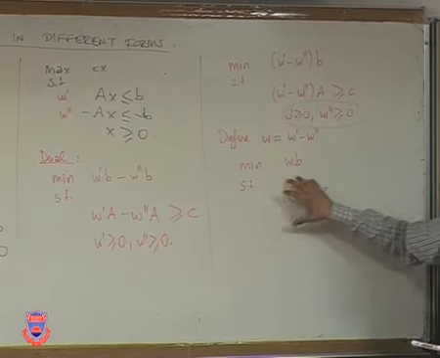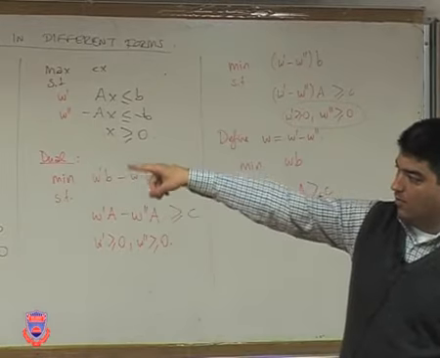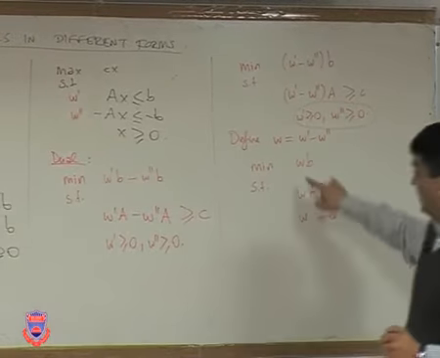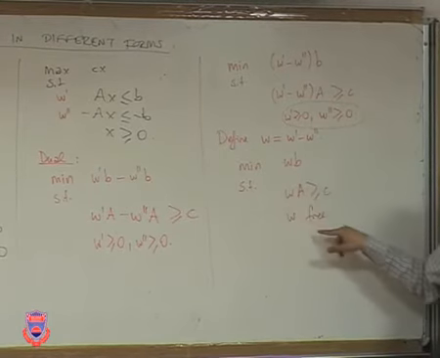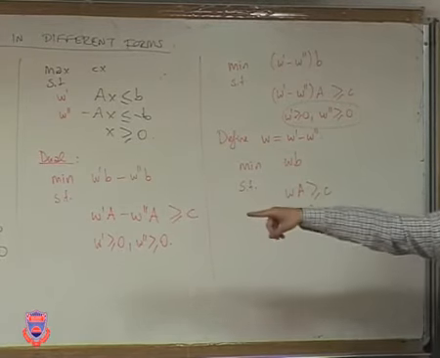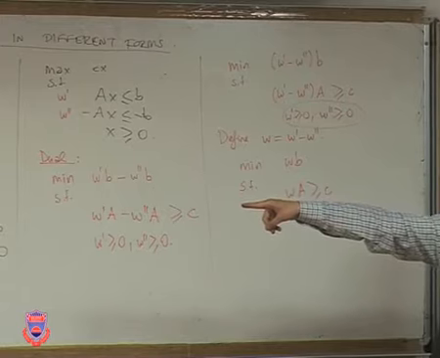Now, let me compare this with the dual problem of that problem, basically. The objective function is the same, okay? The constraints are the same. The only difference is that W is no longer non-negative, unlike that example. Okay?